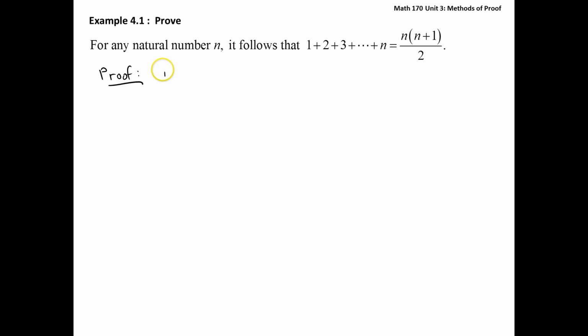We first show it is true for 1. So for n equals 1, we have 1 is equal to 1 times 1 plus 1 over 2. This is called the basis step, and this is a true statement. It's true for n equals 1.